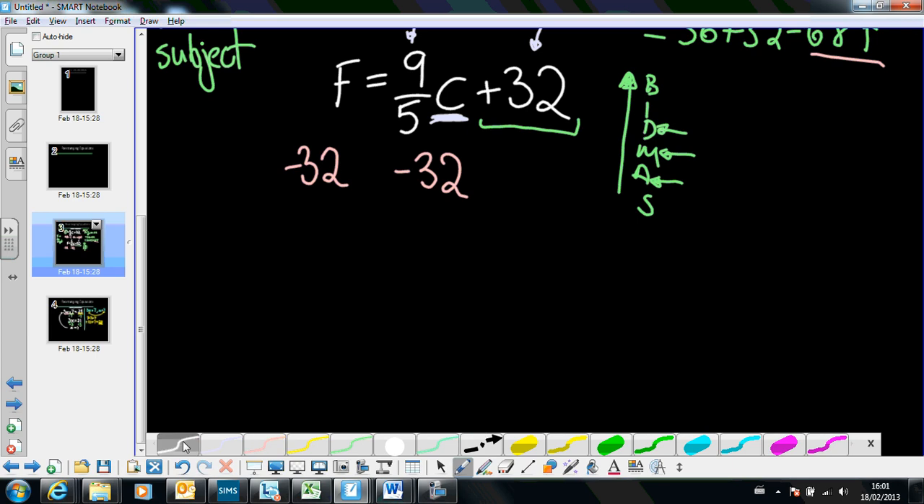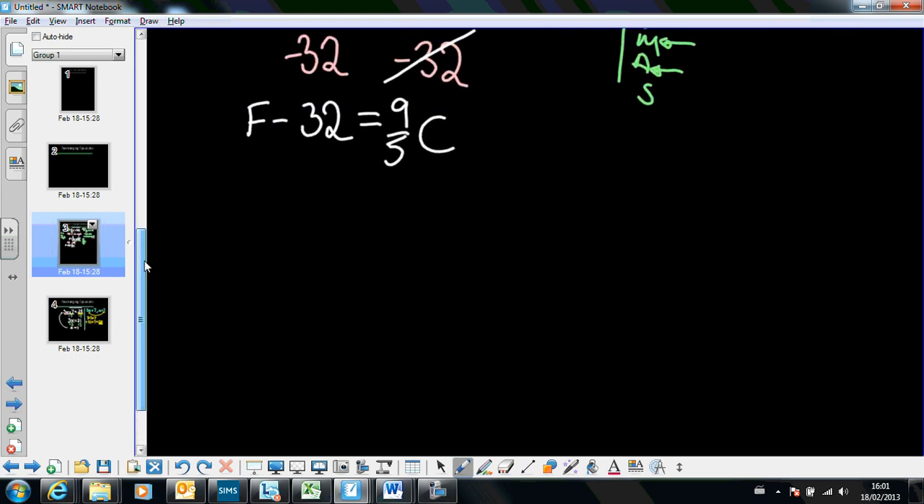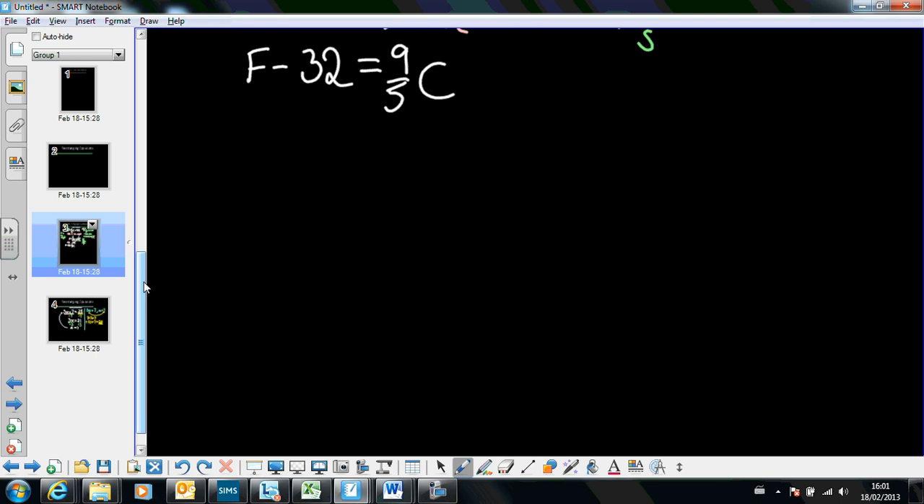Just jump that page up there. And F minus 32 is equal to, well, 9/5 of C plus 32 minus 32. Obviously they cancel, and we're left with 9/5 of C. F minus 32 is 9/5 of C. So we're getting there. We want to get C on its own, remember. We're rearranging to make C the subject.